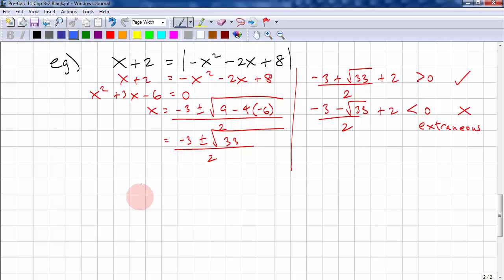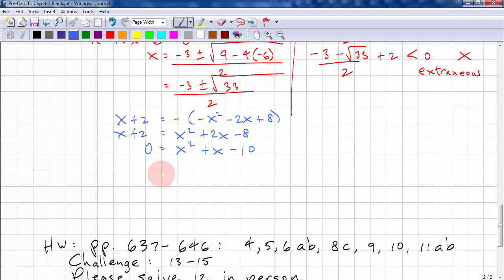Okay, let's look at the other solution. X plus 2 equals negative, brackets, negative x squared minus 2x plus 8. Recall that I put a minus sign and brackets around the whole parameter. Okay, so this is positive x squared, positive 2x, and minus 8. Since this is positive here, let's bring everything over to the right-hand side. X squared plus x, and this becomes minus 2, so this is minus 10.